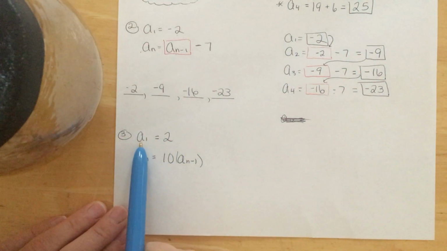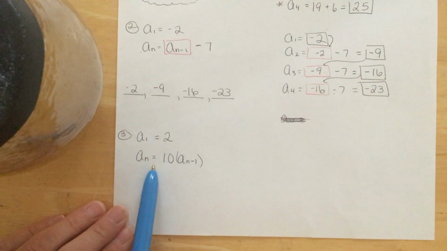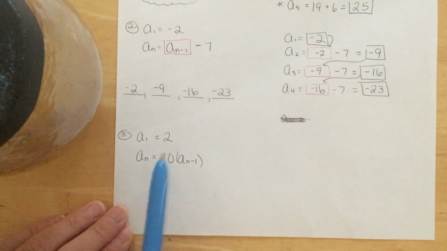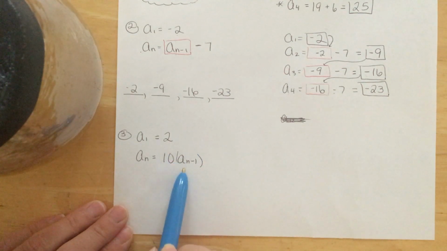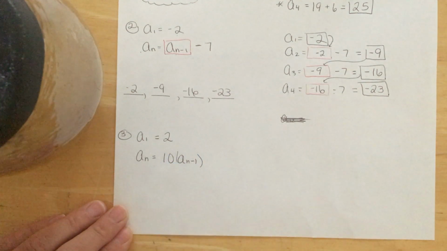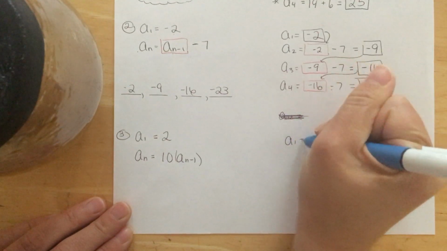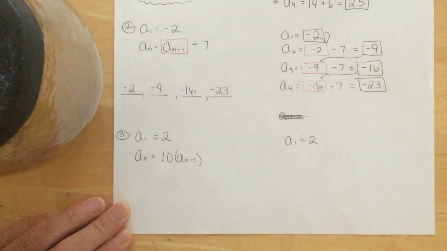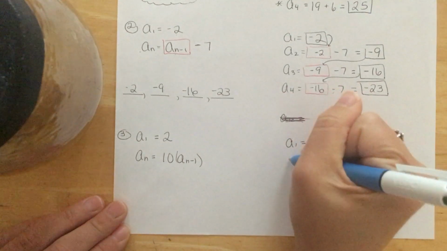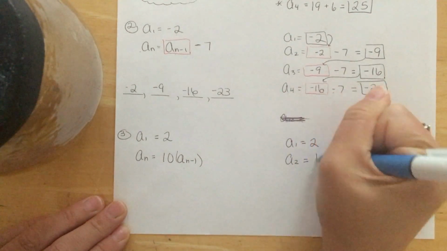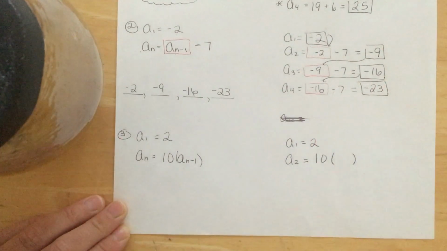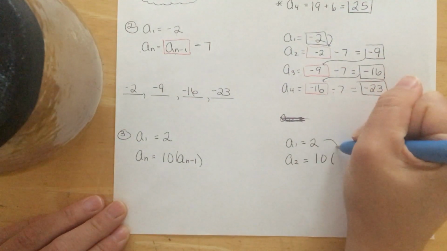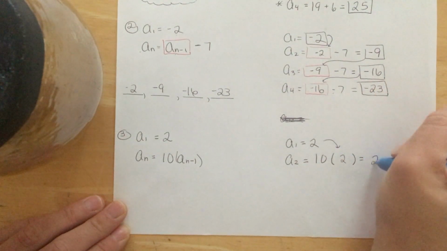So this one says the first number in the sequence is 2, and then any number in the sequence is equal to 10 times the previous number. So A of 1 equals 2. That was given. A of 2 equals 10 times the previous number. So that's where 2 goes in. 10 times 2 is equal to 20.